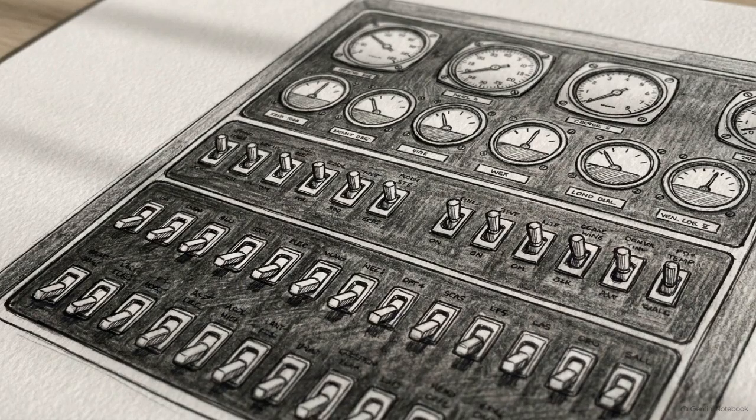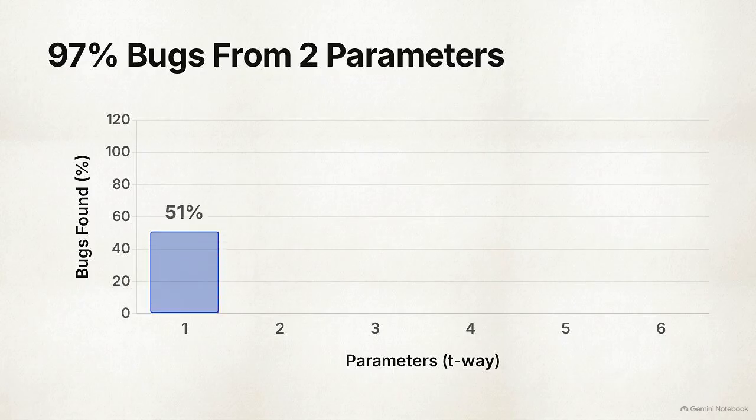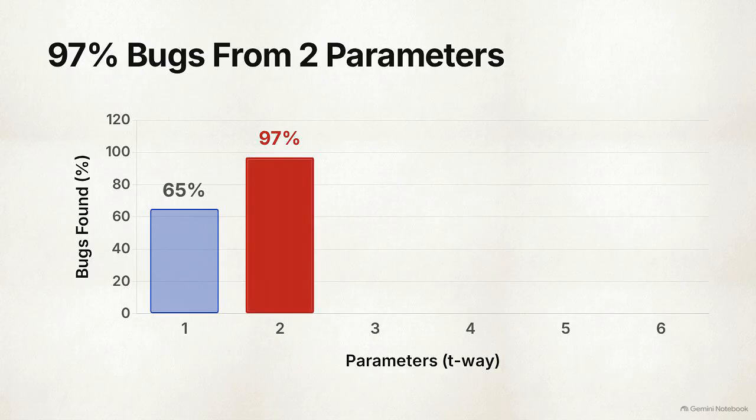When you test a system with a dozen variables, each containing 5 different options, the possible interactions instantly explode into thousands of combinations. This chart plots empirical data from NIST. Notice the massive spike here. 97% of software bugs are caused by the interaction of just 2 parameters. Reaching 6 parameters, the failure rate drops to 0.